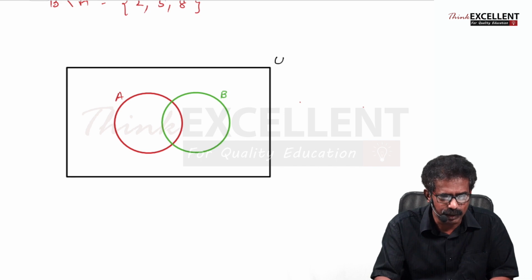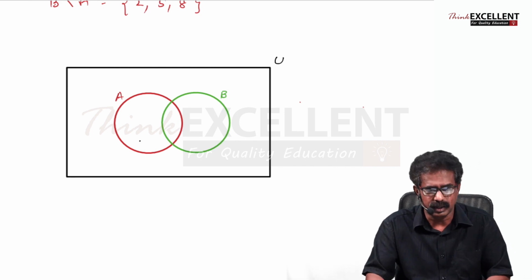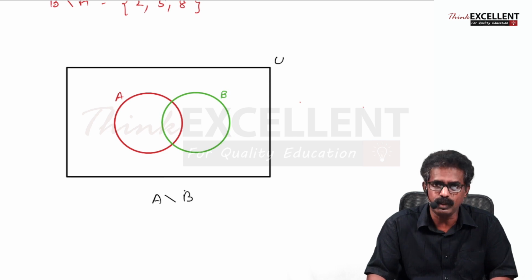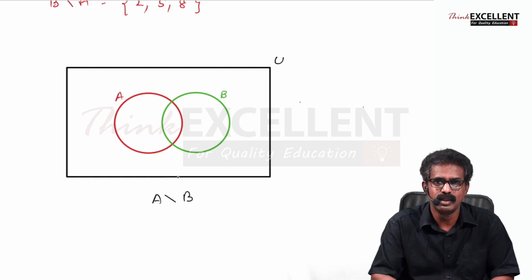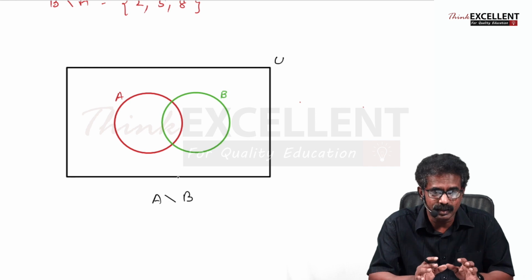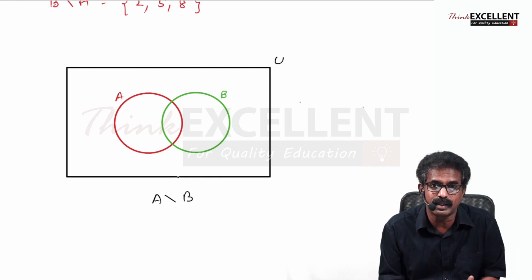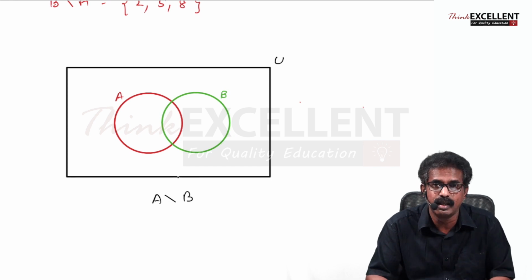In the first Venn diagram, so I'm going to draw 2 Venn diagrams. In the first Venn diagram, I'm going to shade only A difference B. So I want you to find out the portion in A. So don't go other places. We want in A but not in B. In A, it should be in A but not in B. Try to find out.